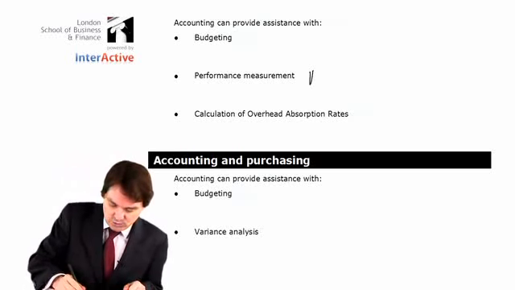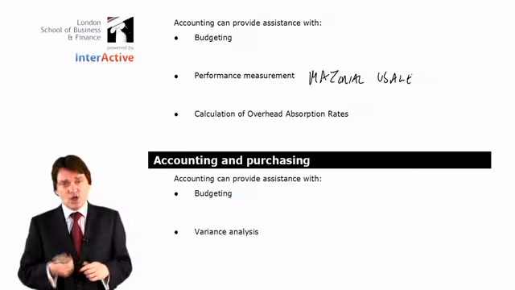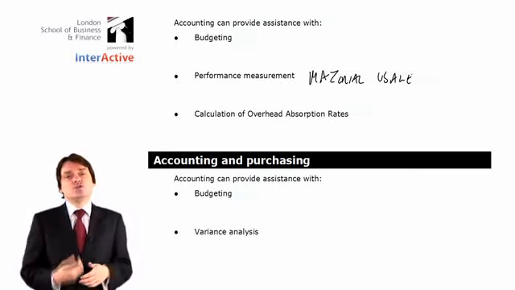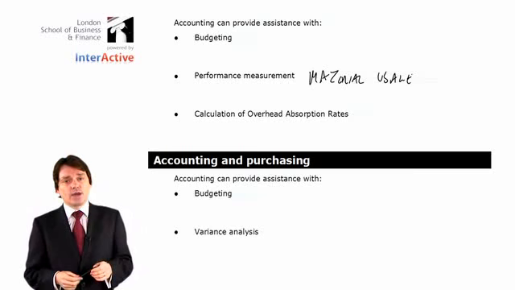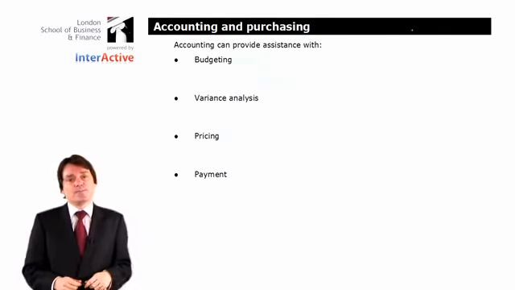We will have to look at how well they are doing. Things like labour efficiency variances, material usage variances would come into that particular section. And also, we will have to do things like calculating overhead absorption rates, all basic F2 things that you will look at there. We also have to liaise with purchasing.